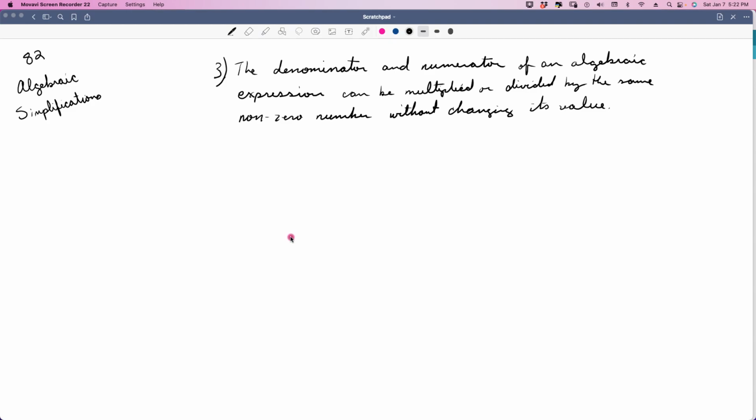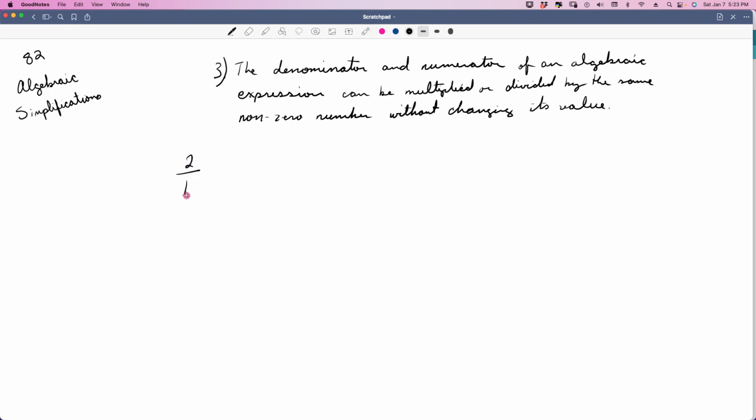So the third rule of algebraic simplifications is that the denominator and numerator of an algebraic expression can be multiplied or divided by the same non-zero number without changing its value. So let me explain what I mean by that. What I mean is, let's say we take the number 1. It's basically, if we turn into a fraction, it's 1 over 1, because we know we can turn any whole number. Actually, I'm going to change that. Let's take 2. Let's turn that into a fraction, 2 over 1. Any whole number can be turned into a fraction by putting it over 1, right?